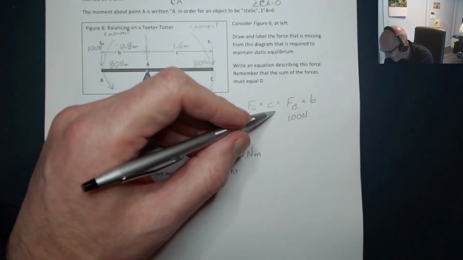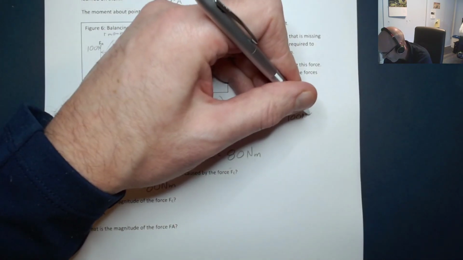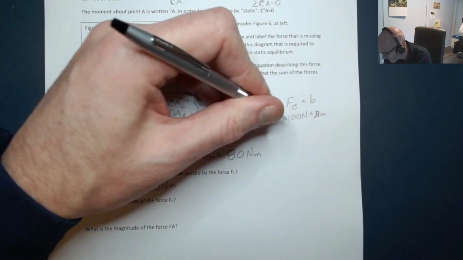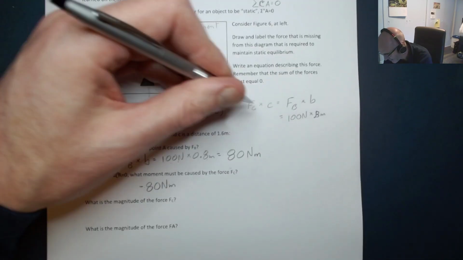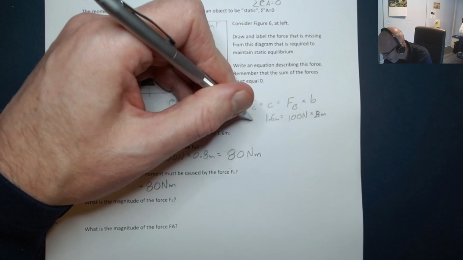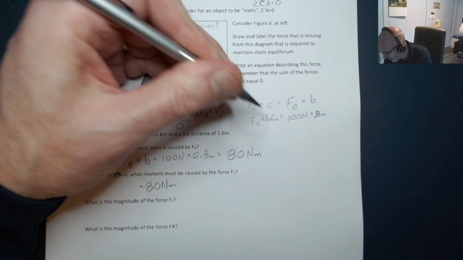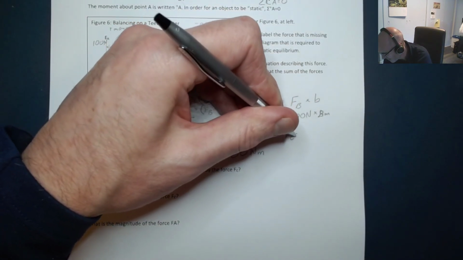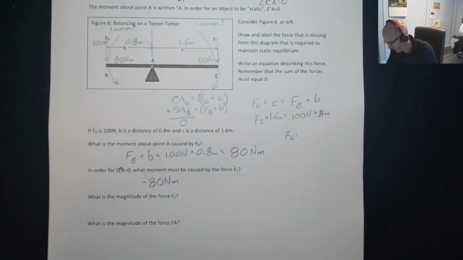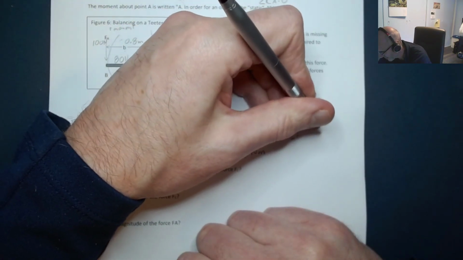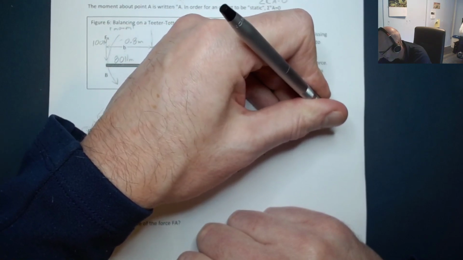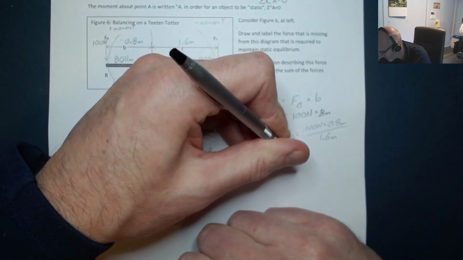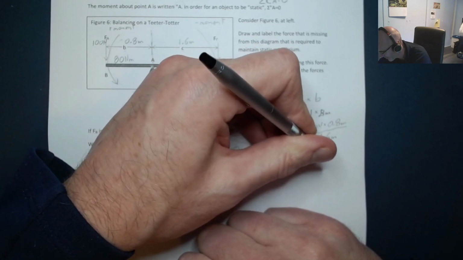Well, we did some of that calculation right up here. I was starting to jump ahead to that. If FB is 100 and B is 0.8 meters, and C is at a distance of 1.6 meters, then FC times 1.6 equals 100 times 0.8. I can say FC equals 100 newtons times 0.8 meters divided by 1.6 meters. FC equals 50 newtons.